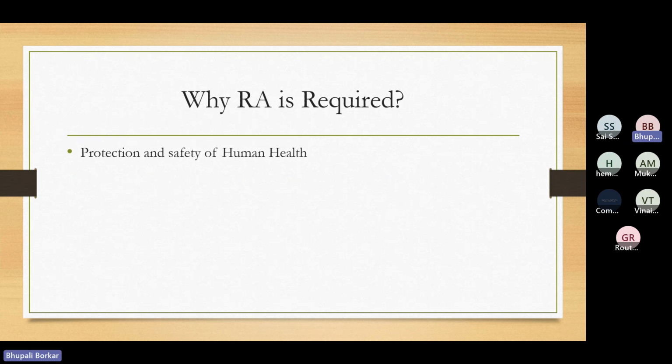Then why do we require RA? First thing is protection and safety of human health. Without regulatory affairs, without the guidelines, we cannot market a product. The first and foremost point we should remember is the protection and safety of human health. Next one is to ensure the quality, safety, and efficacy of that product.